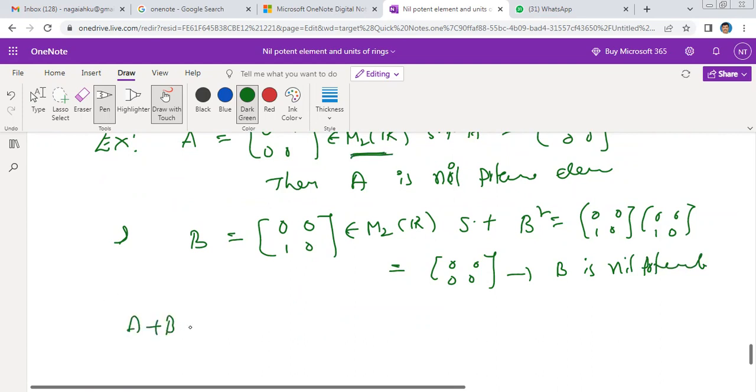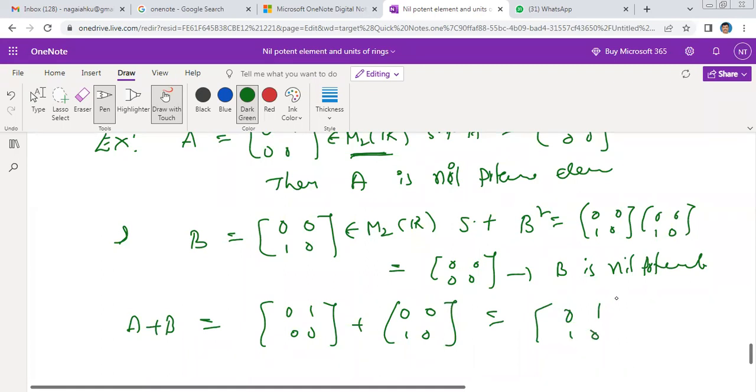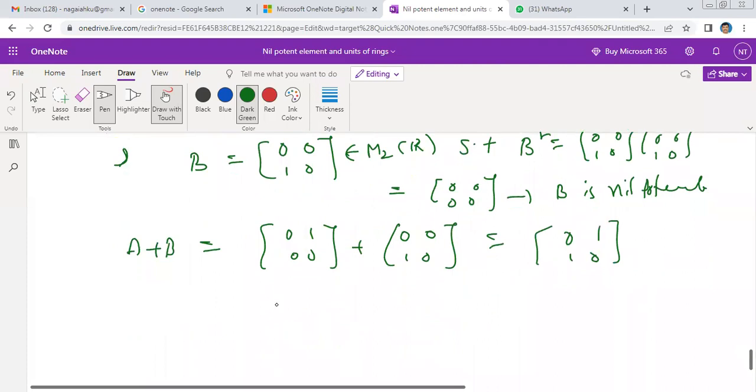What is A plus B? A plus B is [[0,1],[0,0]] plus [[0,0],[1,0]], which is [[0,1],[1,0]]. It is not the identity matrix; the corresponding diagonals are reversed.